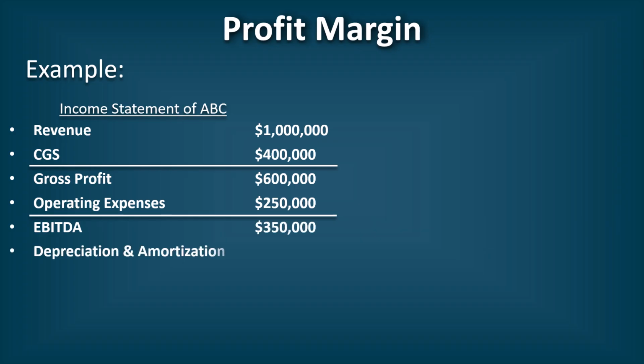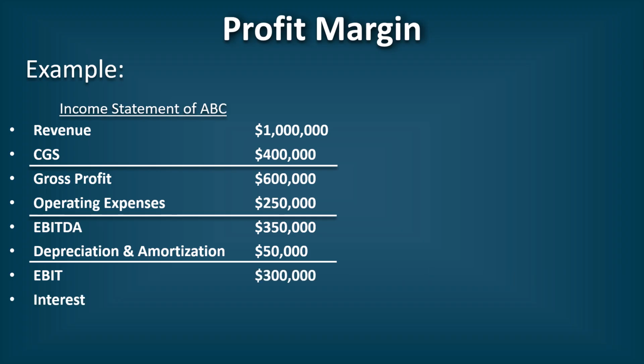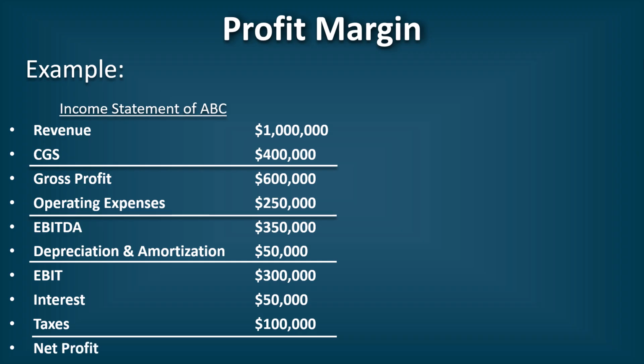Depreciation and amortization, $50,000. So EBIT, earnings before interest and taxes, equals $300,000. Interest expense, $50,000. Taxes, $100,000. So net profit equals $150,000.